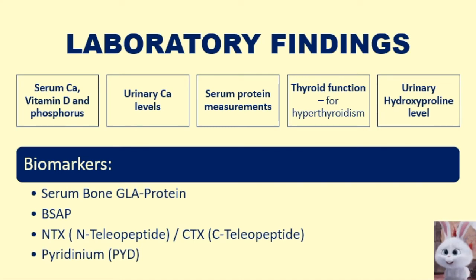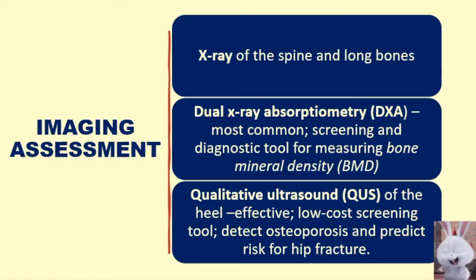Then you have your pyridinium. Your pyridinium is also talking about your collagen. This is also used for screening of osteoporosis. There's a study that would say that this is good for detecting overt vertebral osteoporosis. So these biomarkers are basically not specific to your osteoporosis, but they are used to rule out other disorders which would manifest as like. So what are the imaging assessments used for osteoporosis?